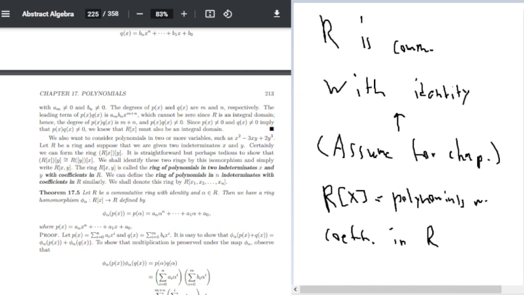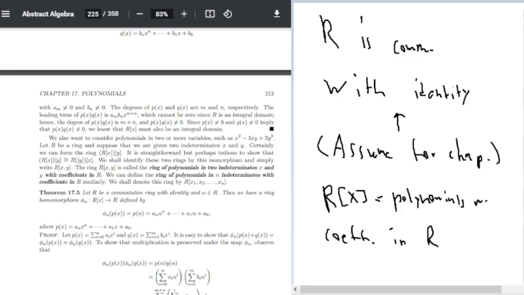The leading term of p of x, q of x is a sub m, b sub n, x to the m plus n, which cannot be 0 since R is an integral domain. Hence the degree of p of x, q of x is m plus n, and p of x, q of x is not equal to 0. Since p of x not equal to 0 and q of x not equal to 0 imply that p of x, q of x not equal to 0, we know that R of x must also be an integral domain.